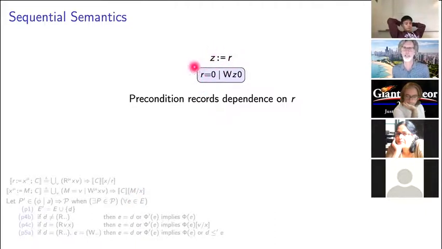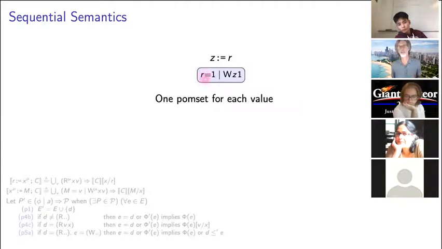So Z gets R. What does it mean to say Z gets R? Well, one thing is I could write Z is 0. And I can do that as long as R is 0, right? So that makes sense. The precondition here is recording the dependency on R. And of course, I could write something else. I could write 1. Yeah, I could write 2. And what we'll get is one Pomset for each possible value that we could write. And you can see that down here in the union. So we have a union over all possible values.